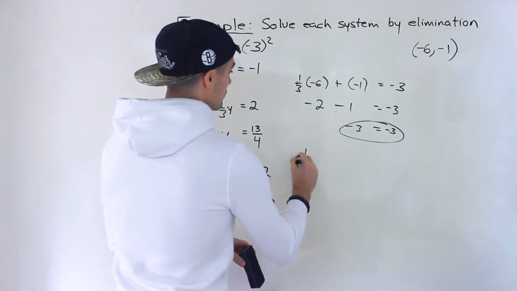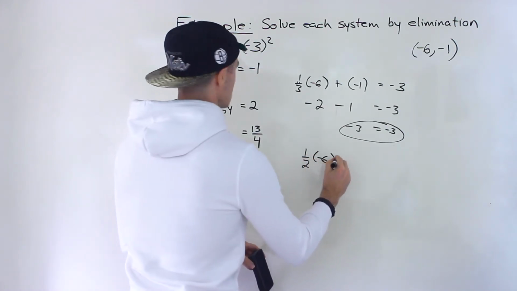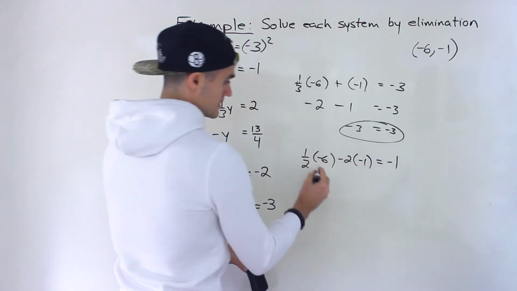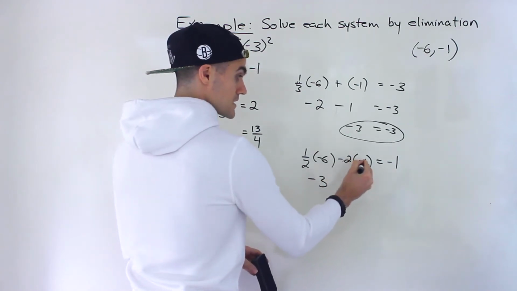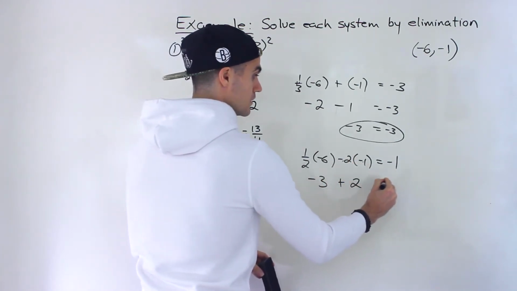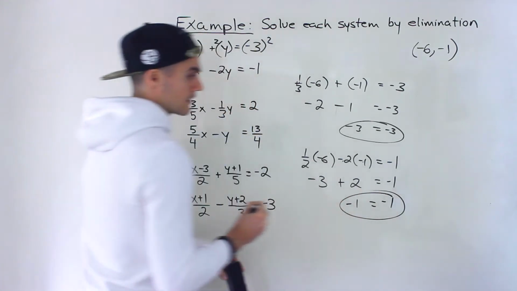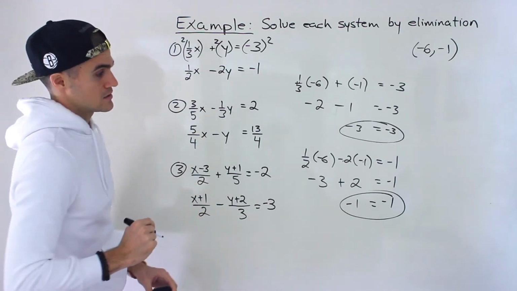And then we have, for the second equation, 1 over 2 times the x value of negative 6 minus 2 times the y value of negative 1. That should be negative 1. Let's see if it is. 1 over 2 times negative 6 is negative 3. Negative 2 times negative 1 is positive 2. And so we'd end up with negative 1 equaling negative 1. Right, so we can be pretty confident that that solution is correct.